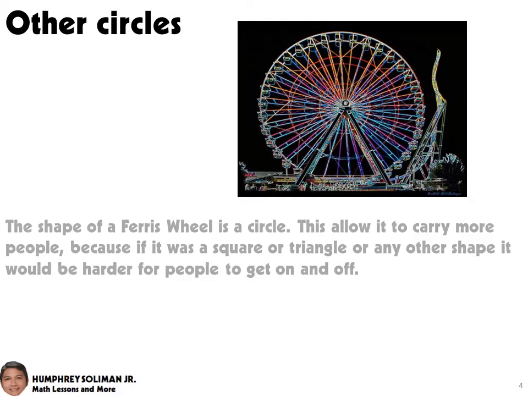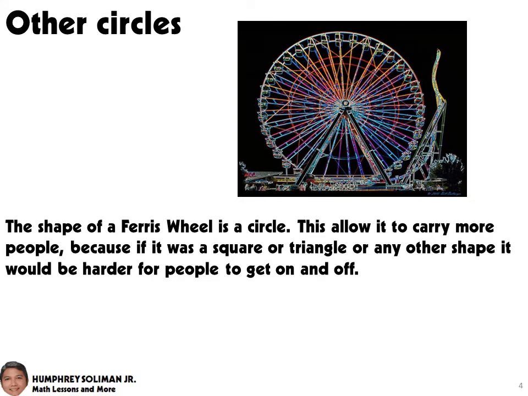The shape of a Ferris wheel is a circle. This allows it to carry more people, because if it was a square or triangle or any other shape, it would be harder for people to get on and off. It's also easier rotated by its central axis.